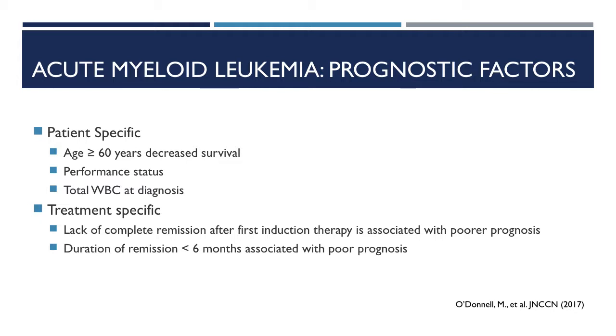Treatment specific, a lack of complete remission after their first induction therapy is associated with a poorer prognosis, and a duration that lasts less than 6 months is also associated with that. This could just indicate a more resistant or aggressive AML type.